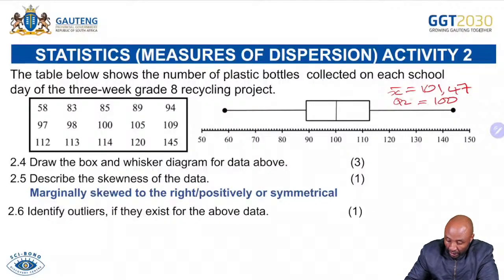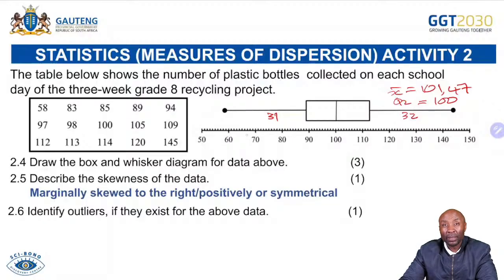Now, if you check the mean and the median, the difference is small. Also, if you look at our whiskers, I think this one is 31, this one is 32. We are saying 145 minus 113, you get 32. 89 minus 58 is 31. So the length of our whiskers is also almost the same, hence we say it's almost symmetrical, or we can just say it's marginally skewed to the right.